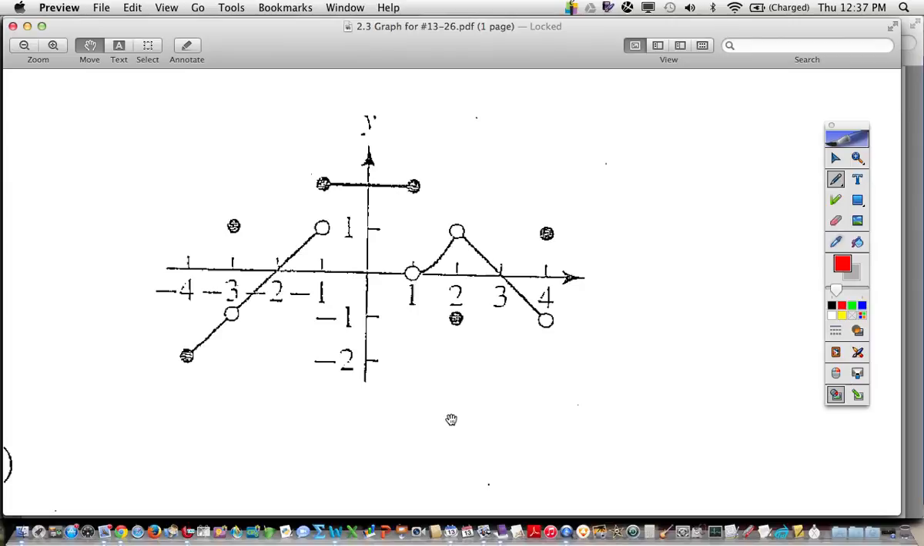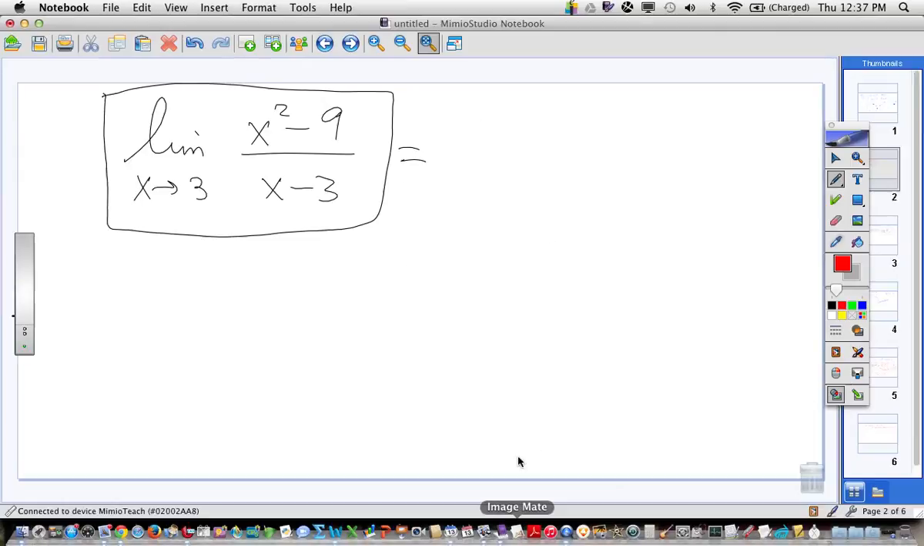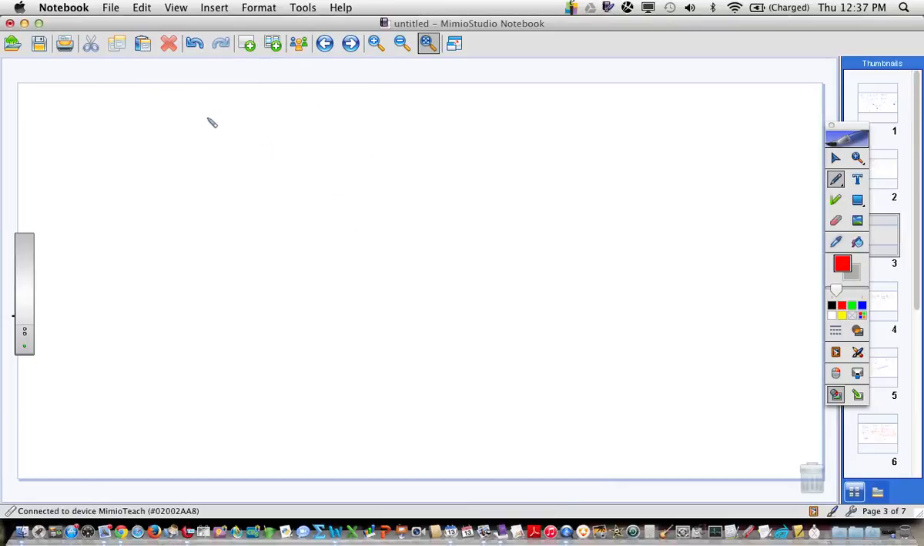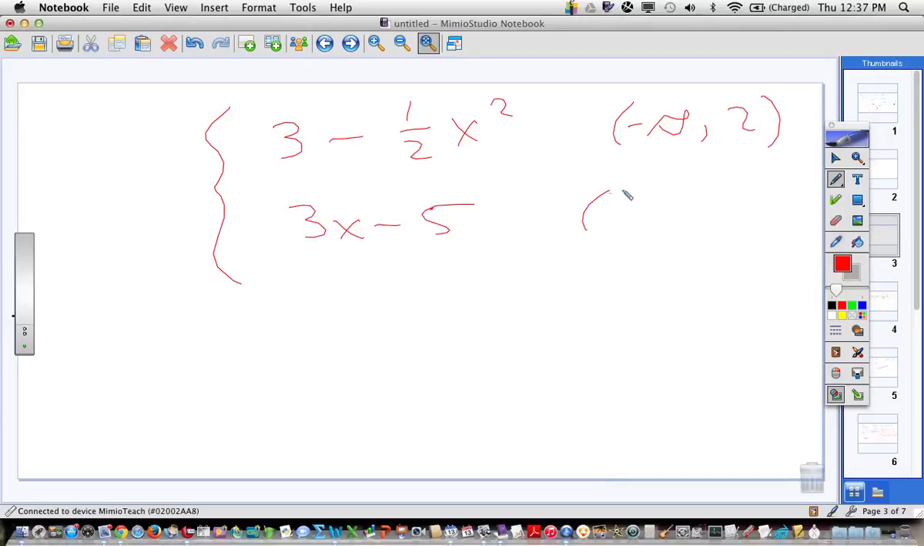Now, on 39 through 42, and this could be something I could very well ask you about, you have this piecewise function. It's 3 minus 1/2 x squared when you go from -infinity to 2. And it's 3x minus 5 when you go from 2, and it includes the 2, to infinity. Now let's talk about this. Now, tell me what you guys did. What did you do to work this?